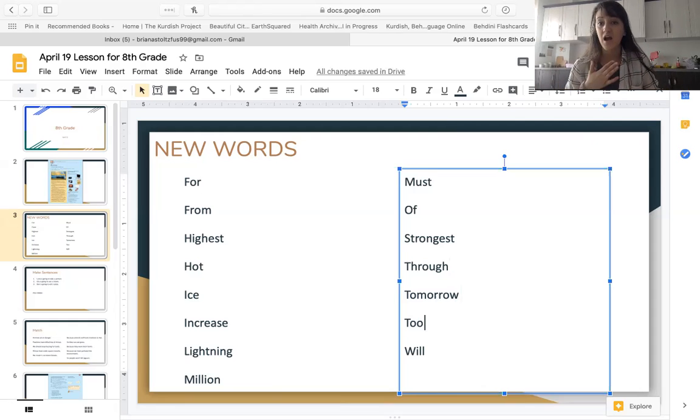For example, my brother goes to Dahuk Mall. I want to go to Dahuk Mall too. It's the same as saying I also.